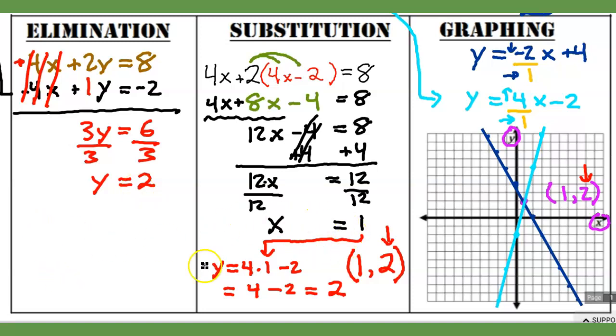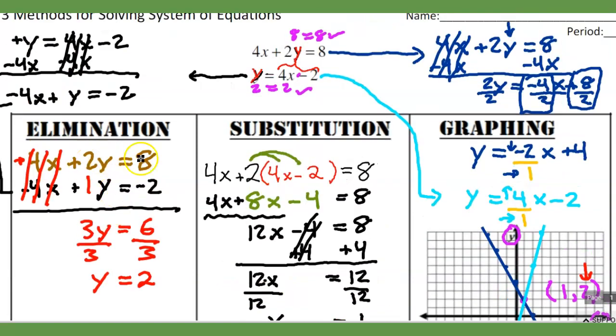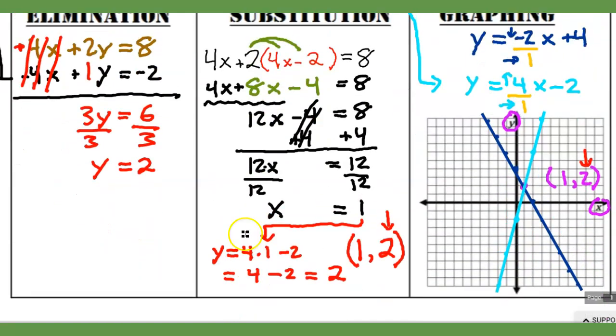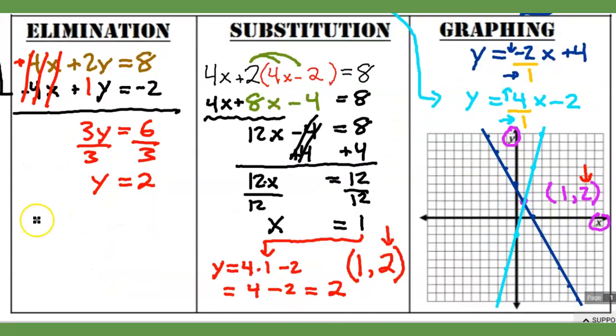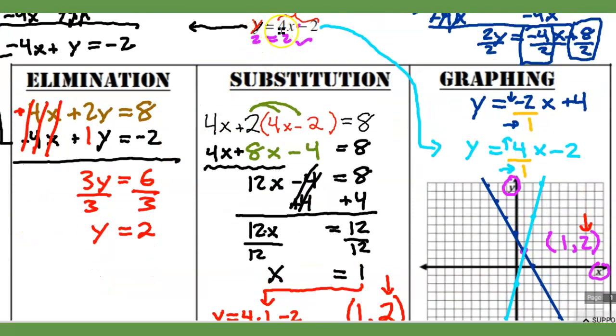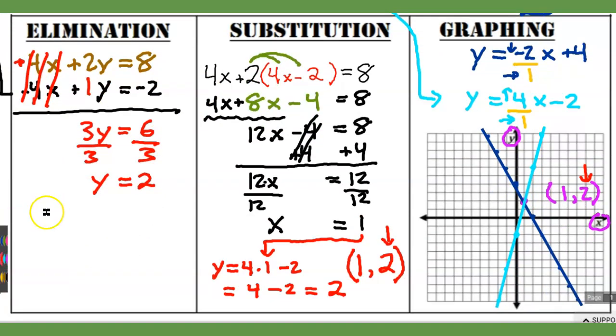And then much like the substitution method, take one of the equations and substitute y in for 2. So since I used the bottom equation here, I can do that again. So y equals 4x minus 2. Right? That's the second equation. You could have used the top one. And since y equals 2, we have 2 equals 4x minus 2.